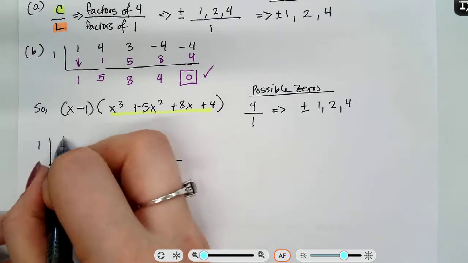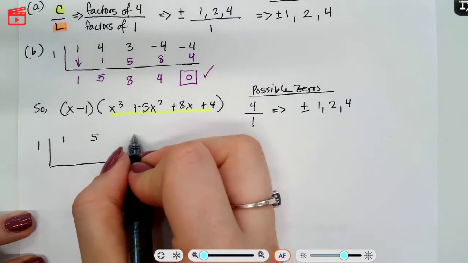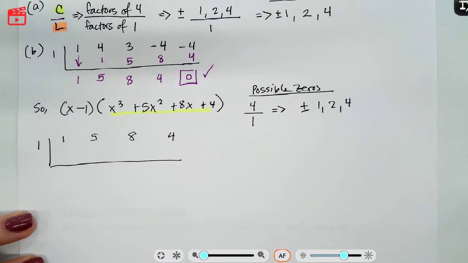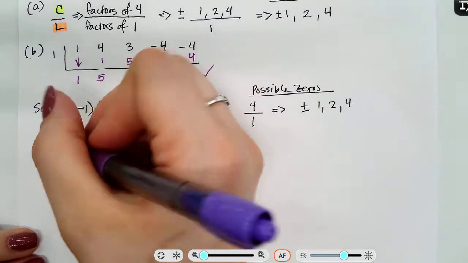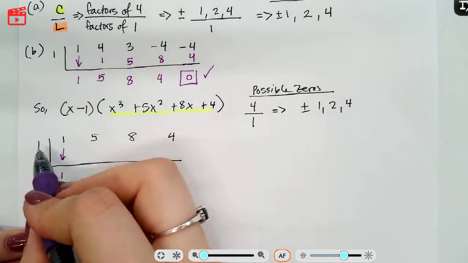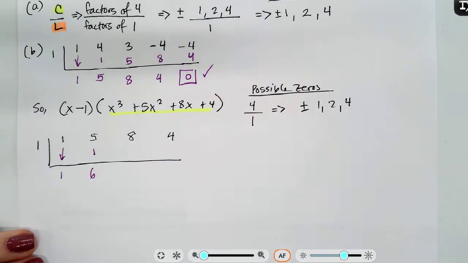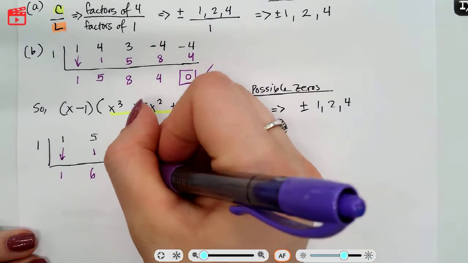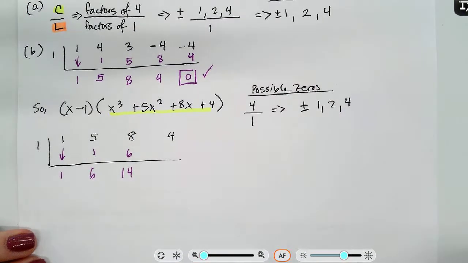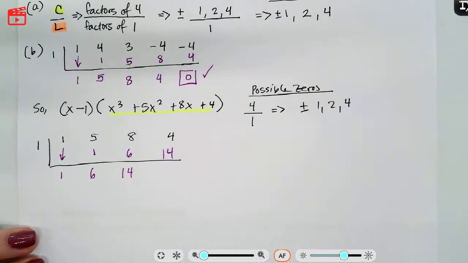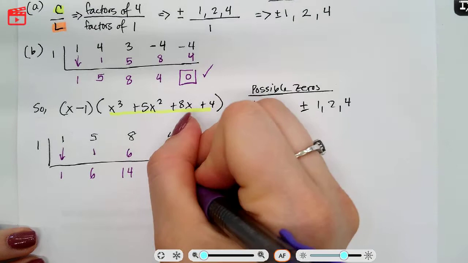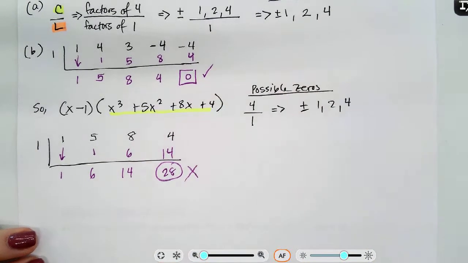So let's say we have 1, 5, 8, and 4. Let's do synthetic division. Bring down the 1. 1 times 1, 1. Add, 6. 1 times 6, 6. Add, 14. 1 times 14, 14. Add, oh darn, that's a 28. That's not a possible 0. All right, let's pick a different one. How about negative 1.